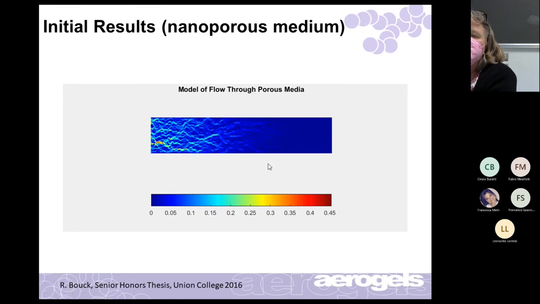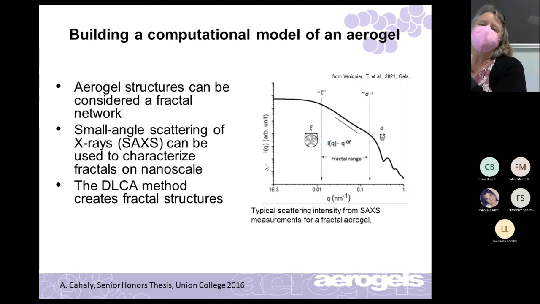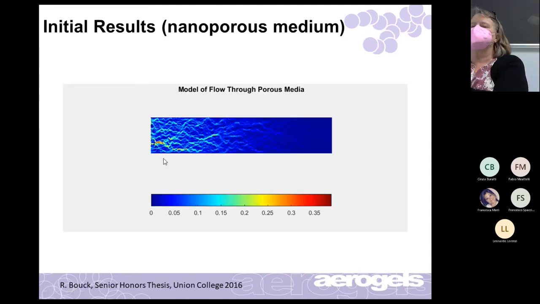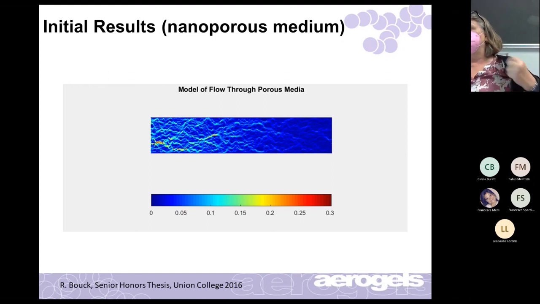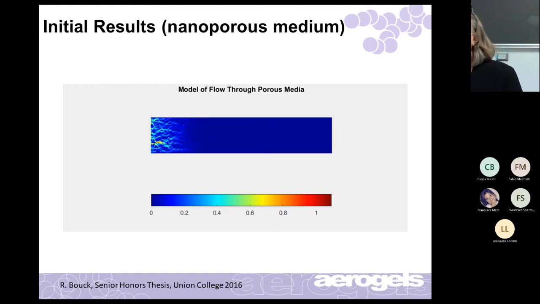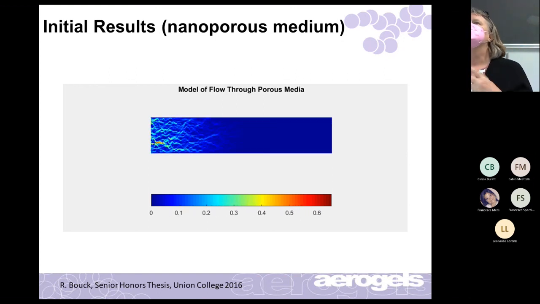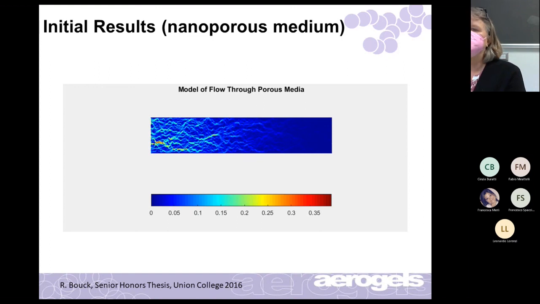So this was done in MATLAB, but the work we're doing now is by a student who is a mechanical engineer but also studies computer science. He's using C++. So MATLAB is great, but if you have a lot of calculations, a compiled C++ is better. But this was nice in MATLAB. We like that. So the next step is to actually build a model of an aerogel.